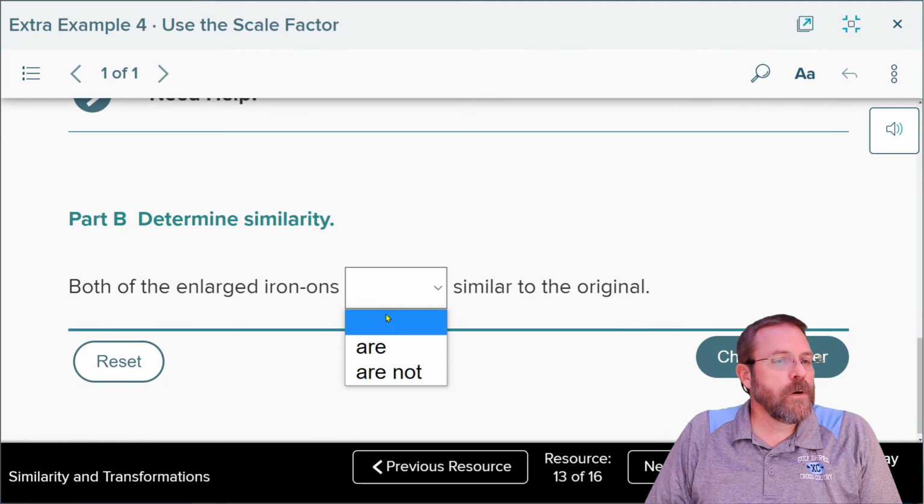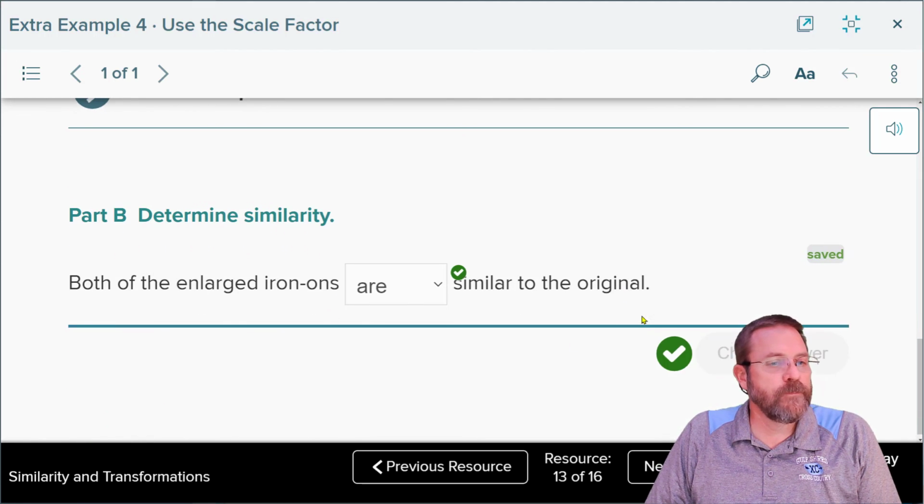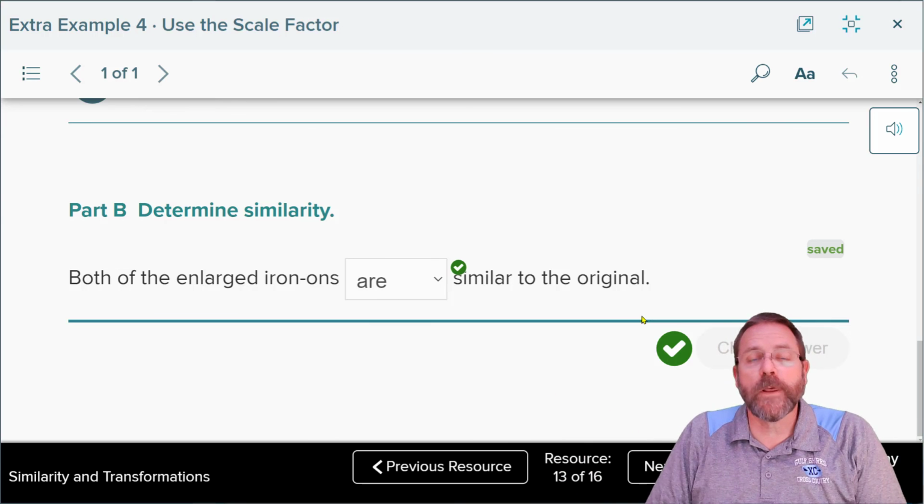Both enlargement iron-ons are going to be similar to the original. Check that. And we're done with this lesson.